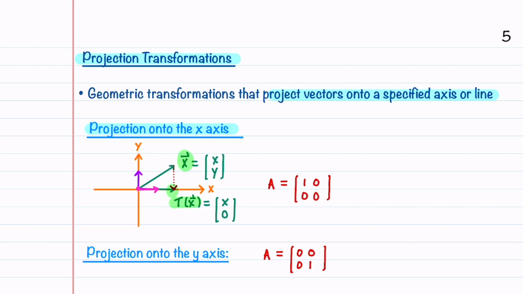To find the matrix A, we have to think about E1 and E2. E1 lies along the x-axis, so it's going to stay the same. And then E2 is going to have to go down to the origin, and so the second column of A becomes 0, 0. We do the same thing when we project onto the y-axis. When we do that, E1 goes to the origin, so that vector becomes 0, 0, and then E2 stays the same, so that's just 0, 1.